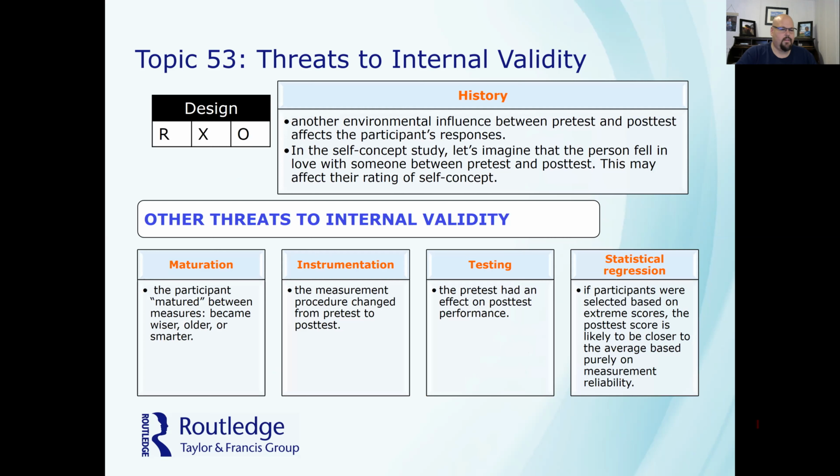If you're doing a self-concept study, that's the one they use in the book. Imagine that the person fell in love with someone between the pre and the post-test. Well, that might influence their ratings of self-concept. In our experiment, between the pre and the post-test, if they're learning a new study technique, what happens if they're also taking other classes on the subject matter? They're learning things that are not specifically encoded within your study.